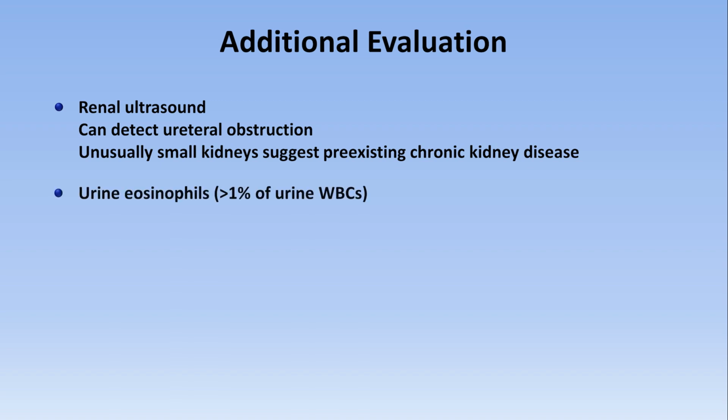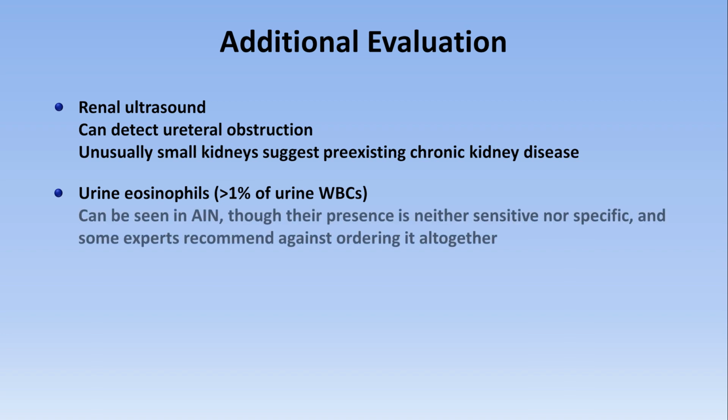Urine eosinophils can be checked. This test is considered positive if greater than 1% of all white blood cells in the urine are eosinophils, though some literature has recently recommended a higher cutoff of 5%. They can be seen in AIN, though their presence is neither sensitive nor specific, and some experts recommend against ordering this test altogether. The urine protein can be quantified via a 24-hour urine collection.